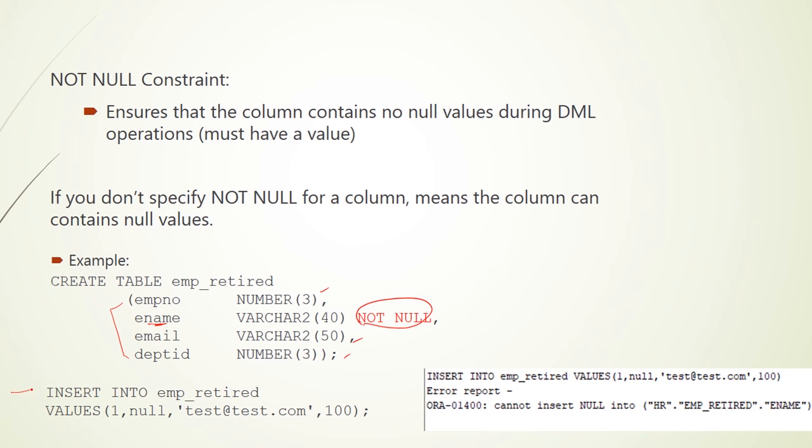If you try to do an insert statement in this table, insert into emp_retired, and you specify values, 1 will be used for column emp_num, null will be used for ename, test@test.com will be used for the email, and the last value will be used for the last column, which is dept_id. So here we are passing a null value for a column defined as not null.